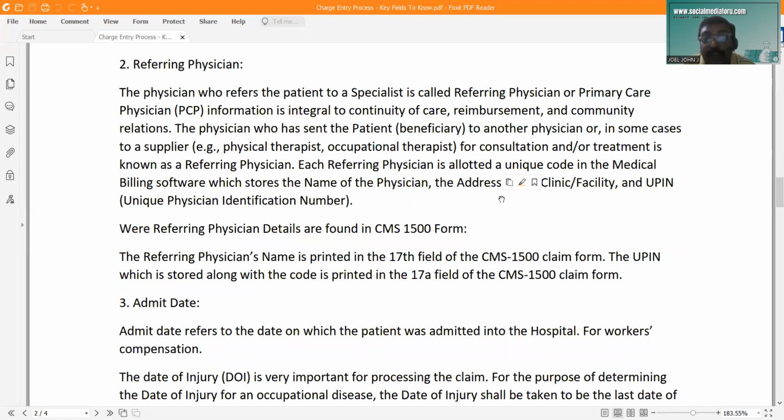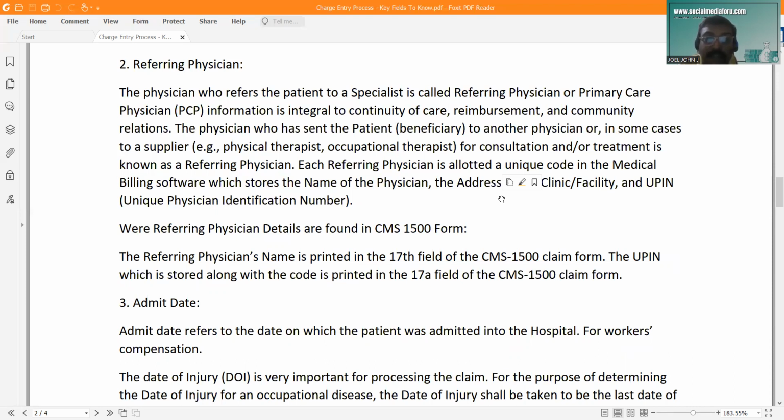Then we are going to discuss the referring physician. The physician who refers the patient to the specialist is called the referring physician or primary care physician, because he is taking the primary care of that patient and then he is referring to a specialist. And as he is referring to another doctor who is a specialist, he is also called the referring physician. Information is integral to continue the care. So he will be sending out some information so that you can continue the care and also get reimbursed from the insurance company, and community relationship.